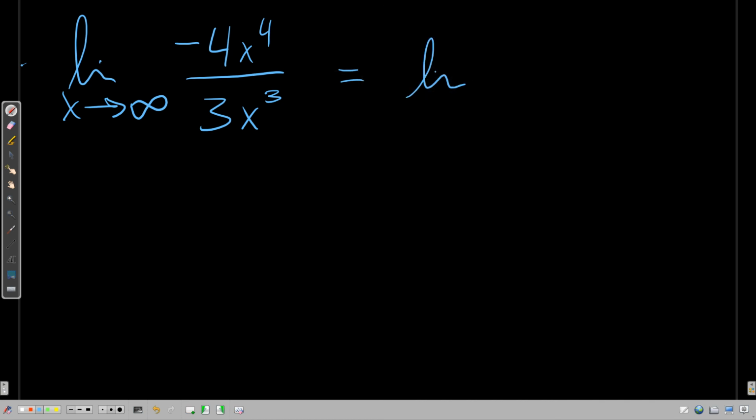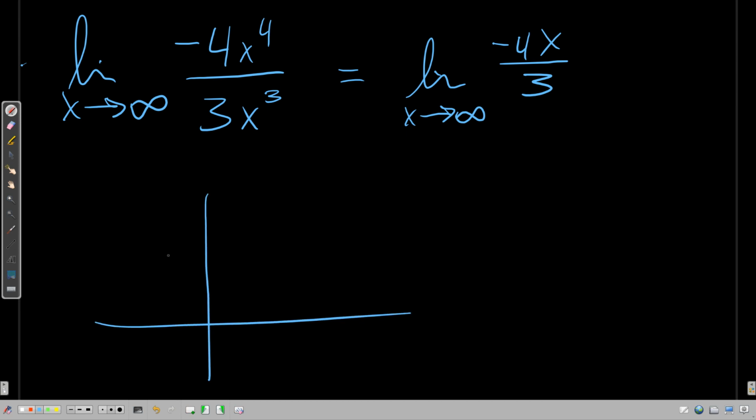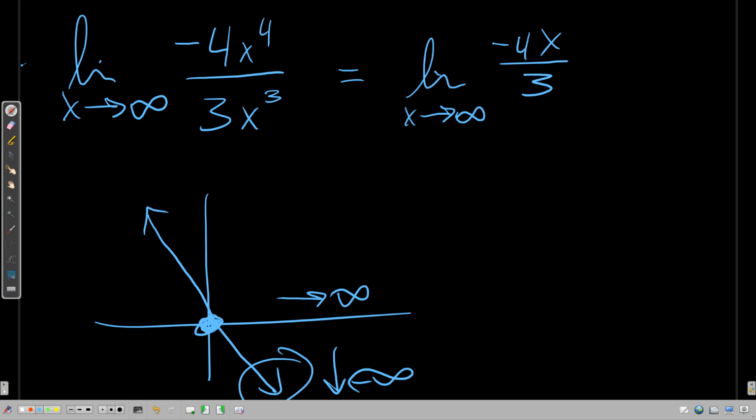Well, this would be the limit as x goes to infinity of minus 4x over 3. You know what that is. That's a line. I hope I said that it was minus infinity earlier. That's a line that goes through the origin, has a slope of minus 4/3. So as x is going to positive infinity, the y value is going down to minus infinity.